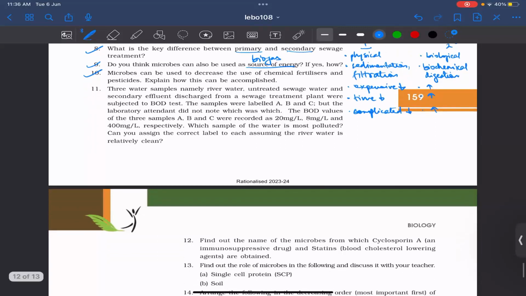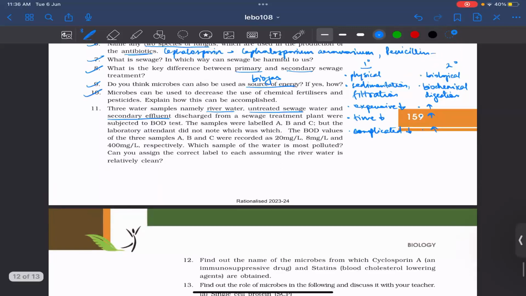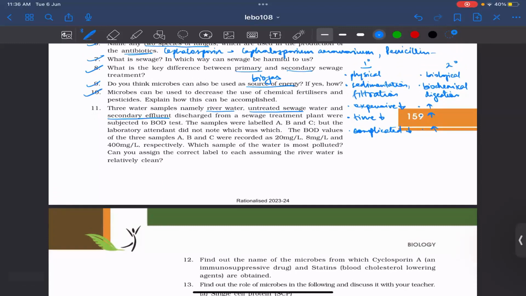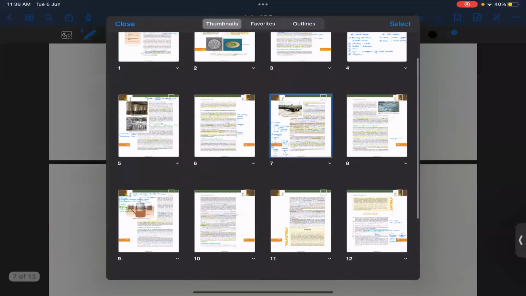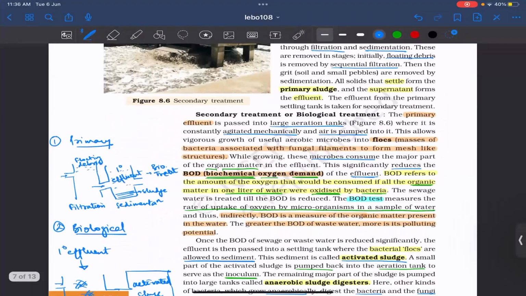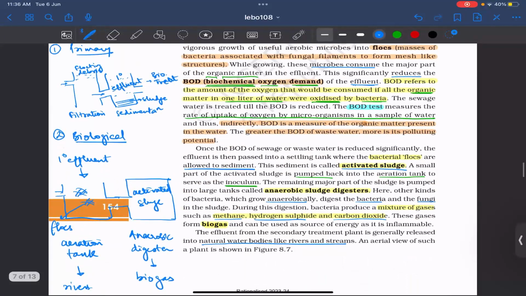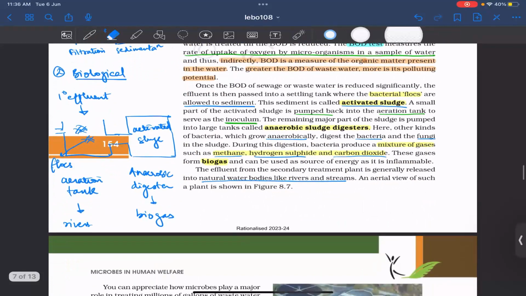And now there are three water samples: river water, untreated sewage water, and secondary effluent. Now the effluent which was released in the river is called a secondary effluent as explained during the chapter. We can see here the flow chart. So this is the primary effluent after the primary treatment, and after the secondary treatment which is formed is the secondary effluent. And it is released in the rivers.